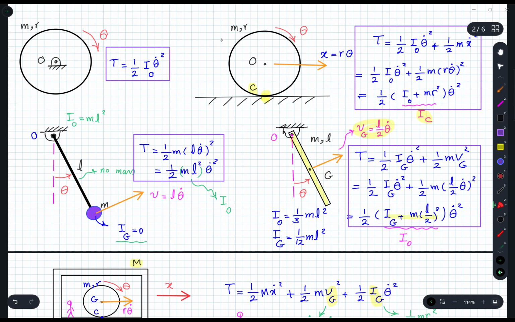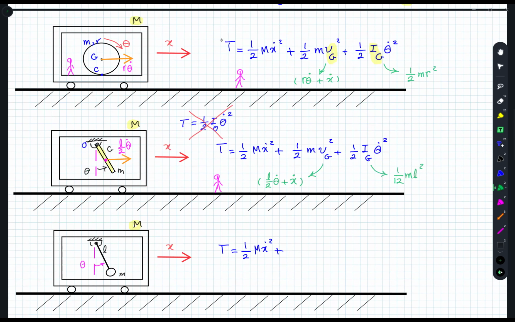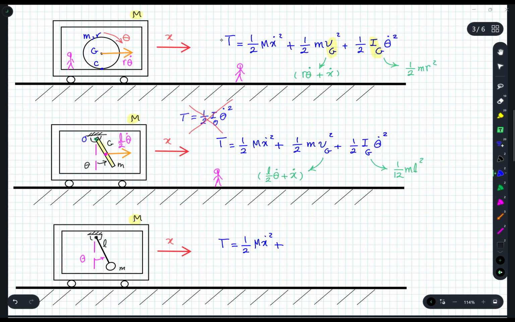Unlike the previous slide, where we were allowed to write it as we did here, right? We managed to find out that the kinetic energy is half of I_O theta dot squared. But keep in mind that in that scenario, your point O is being fixed to the ground. However, where we are on the cart, this point O, of course, has its own velocity, and we have to write the relation like that, and you need to trust me on this.